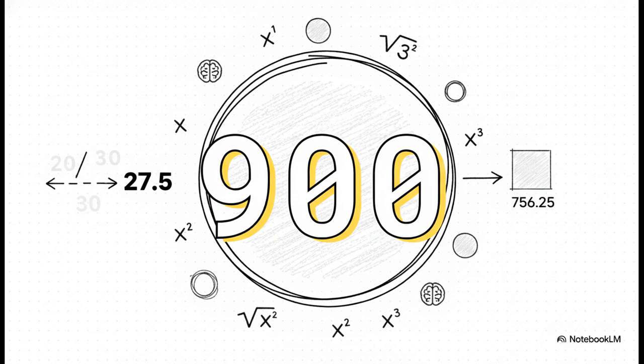Now, look at exactly where 27.5 sits. It's much closer to 30 than it is to 20, right? Because of that, we can confidently estimate our final answer to be roughly 900. And if you actually check it on a calculator, it's 756.25, which absolutely proves our quick mental model got us into the right neighborhood in mere seconds.